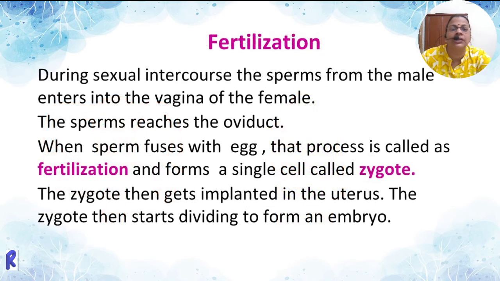Then the next one. I said if the sperm is inserted into the vaginal tract, then only the sperms can move. So during sexual intercourse, the sperms from the male enter the vagina of the female. The sperms reach the oviduct. If ovulation has taken place, the ova will definitely be there within the oviduct. And they will fuse together, and that process of fusion of sperm with the egg is called fertilization. And the fertilized product transforms into a single cell called the zygote.